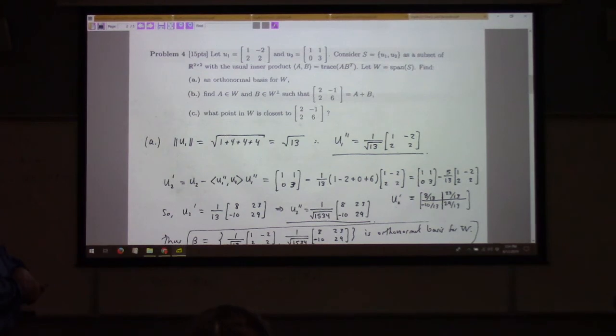W is a span, find an orthonormal basis, and break down this matrix into its W and W perp pieces. Find the matrix closest to that. It's A. All right. So, yep.